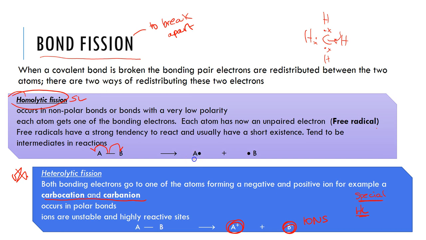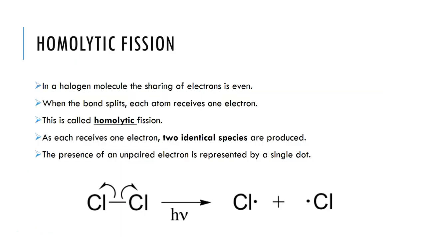And when we get that, we form this species here. And this dot, we use a dot to indicate an unpaired electron. So an electron that is unpaired, okay, which means it will be quite unstable. And we refer to these as radicals. Okay, and you may have heard of the term free radicals before. So homolytic fission will happen when we have the halogens.